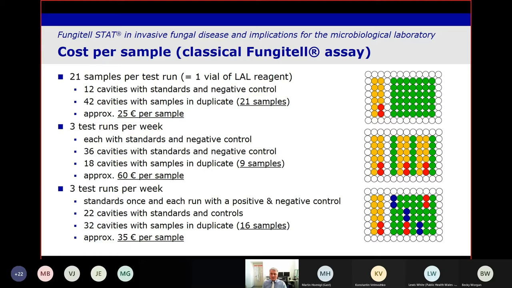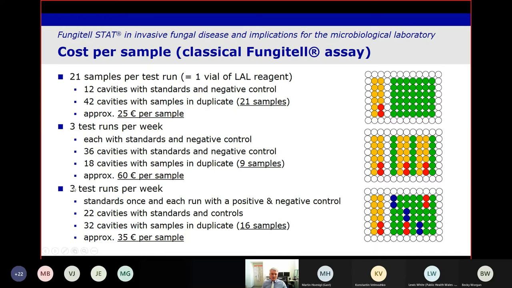We changed our workflow a little bit. We came up with a workflow in which we measured the standard once a week, like on Monday, and we used it for the remaining test runs that week, or for this Lalla reagent. We used the same standard curve, and we had standards and negative controls in each test run, and they had to be similar to the ones measured at the beginning with the standards. This would enable us to measure more samples.